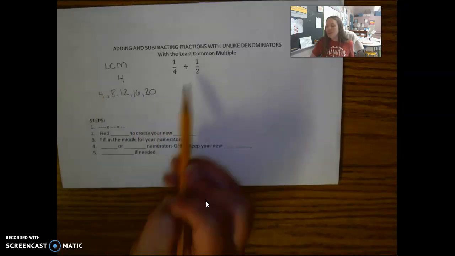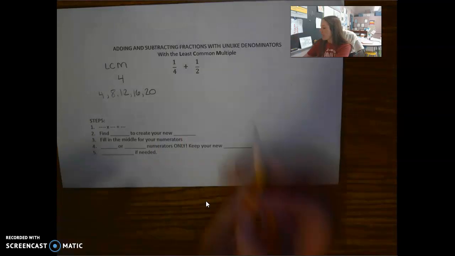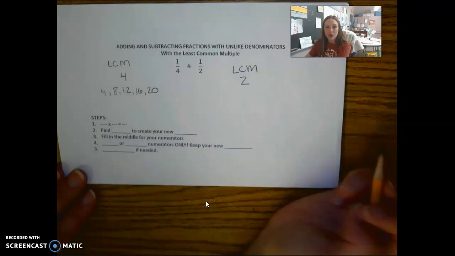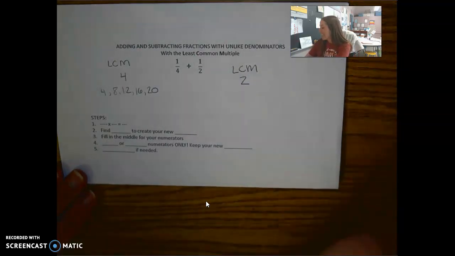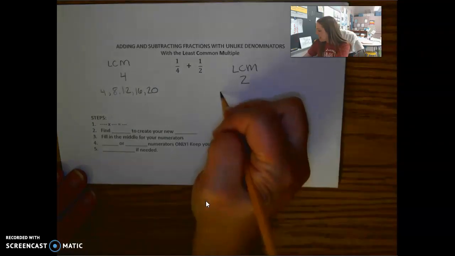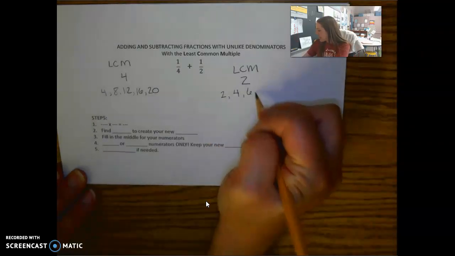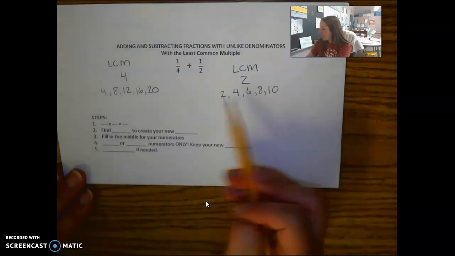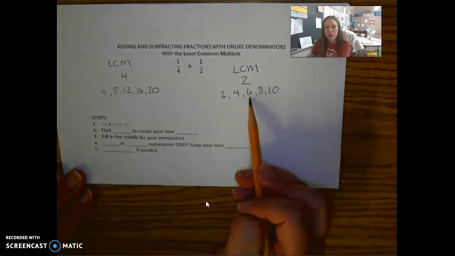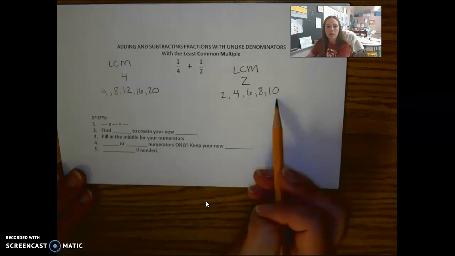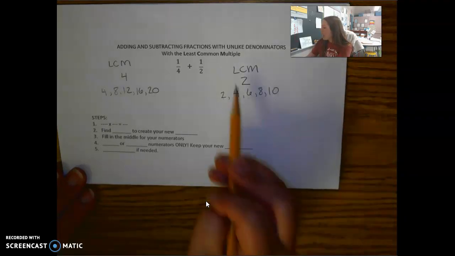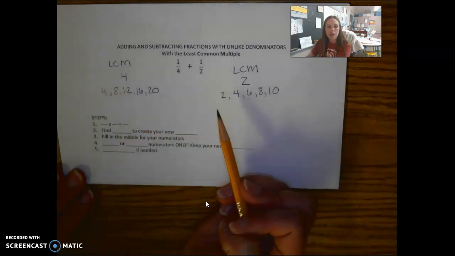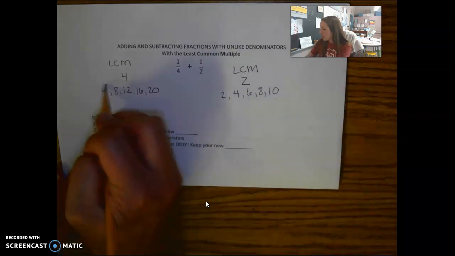Okay. Now let's list our multiples of 2. I was just ahead of myself. So my multiples of 2 are 2, 4, 6, 8, 10. These are my first 5 multiples: 2 times 1, 2 times 2, 2 times 3, 2 times 4, and 2 times 5. Well, we want to find the one they have in common. They have several in common, but the one that is the smallest number is the 4.